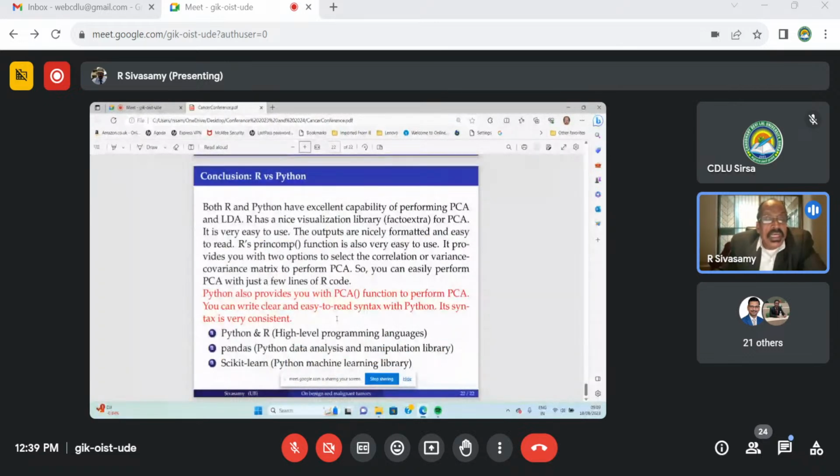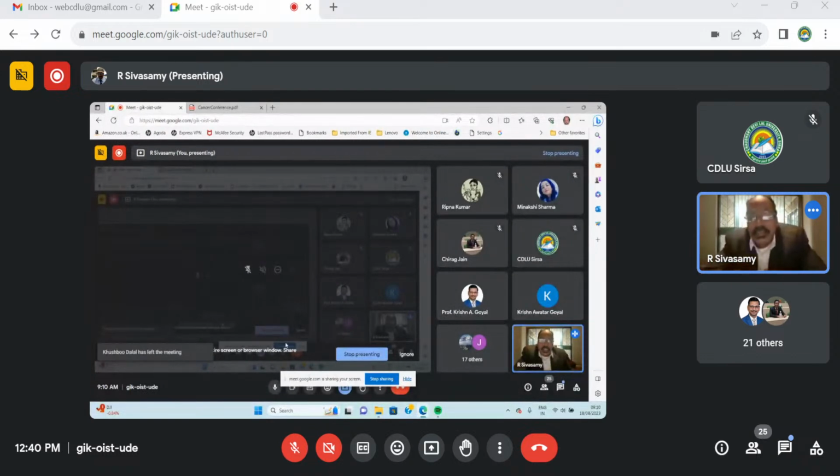Both R and Python have excellent capability of performing PCA and LDA. R has a nice visualization library. The outputs are nicely formatted and easy to read. So these are my comments about the two methods. Okay, sir. I stop with that.